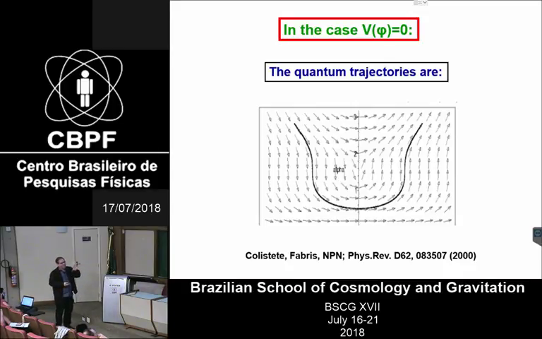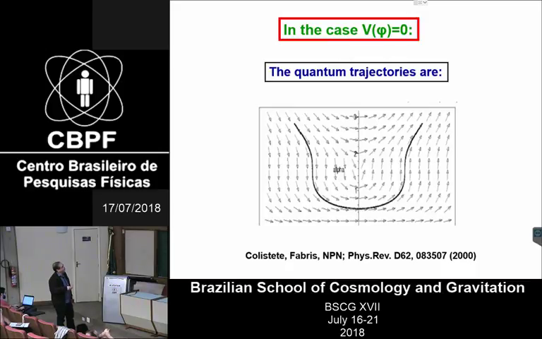Well, there are some people that use this de Broglie-Bohm approach in order to make numerical calculations of the wave function by doing something different. But anyway, it's another subject. If someone asks me in the end, I can tell you about that. So this is the background. Okay.